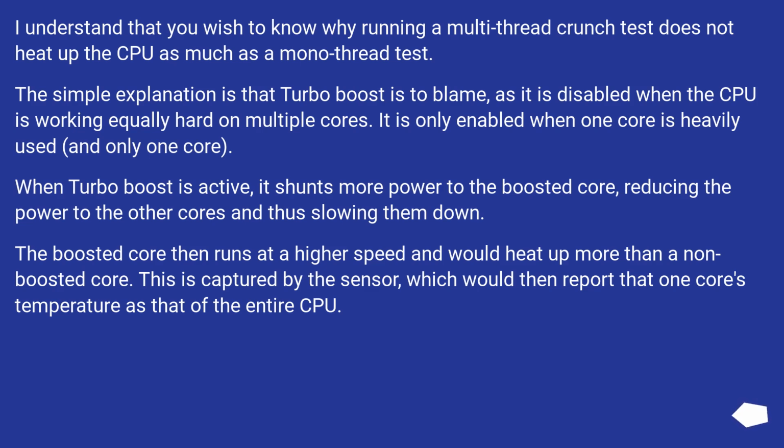When Turbo Boost is active, it shunts more power to the boosted core, reducing the power to the other cores and thus slowing them down. The boosted core then runs at a higher speed and would heat up more than a non-boosted core. This is captured by the sensor, which would then report that one core's temperature as that of the entire CPU.